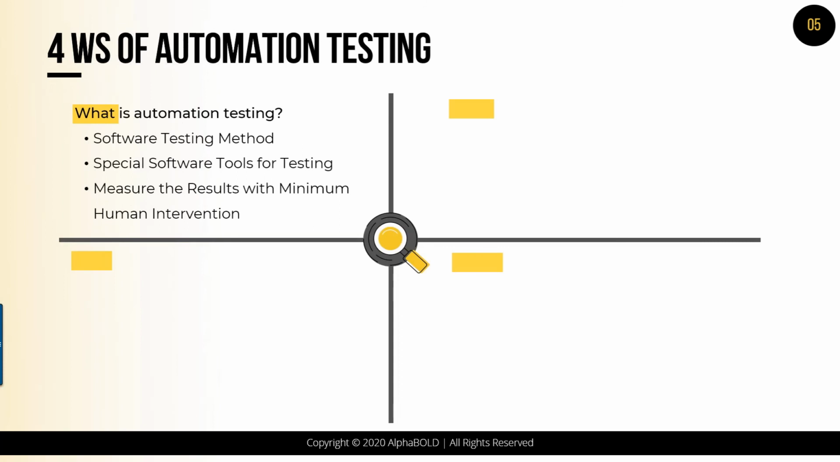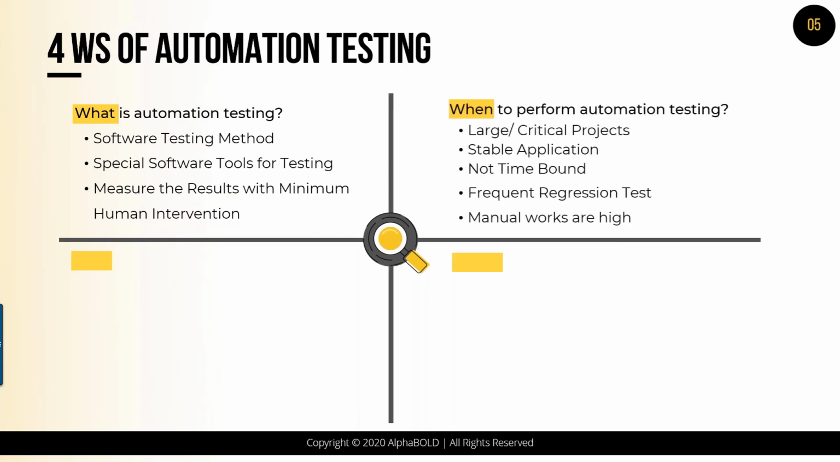The first is, what is automation testing? Basically, that is the testing method using different tools to minimize the human intervention and become more efficient and accurate. Next is, when to perform automation testing. When we have large and critical projects, the application is stable enough to bear the load of automation testing, and that has nothing to do with time-bound constraints. We have to test the frequent regression test suite, and the manual work is too high.